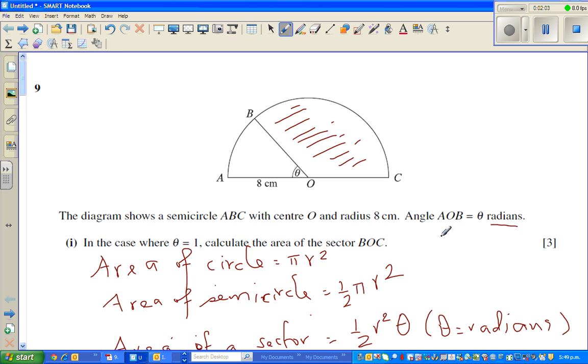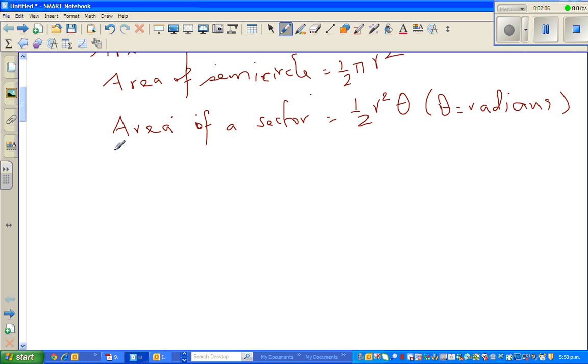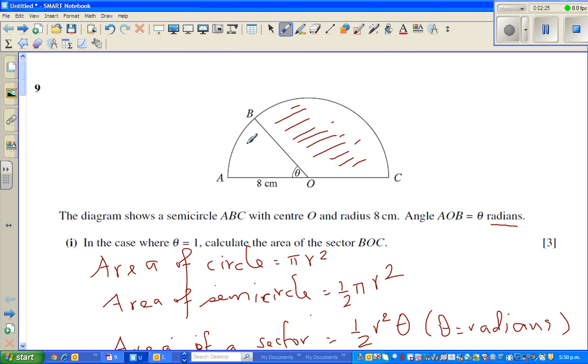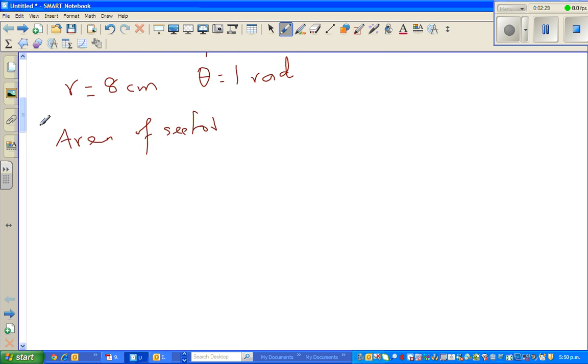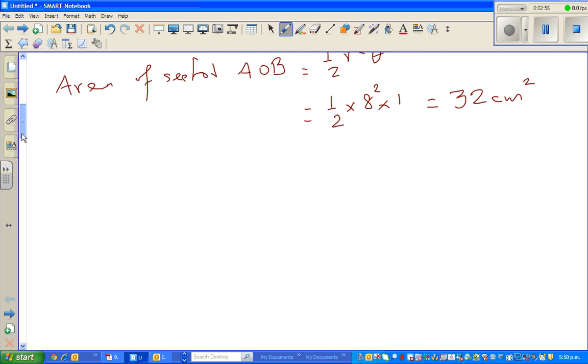So what do we know? We know R is 8 centimeters and theta is 1 radian. Area of sector AOB is half r squared theta. Putting in the values, that is half times 8 squared times 1. 8 squared is 64, and half of 64 is 32 centimeter squared.